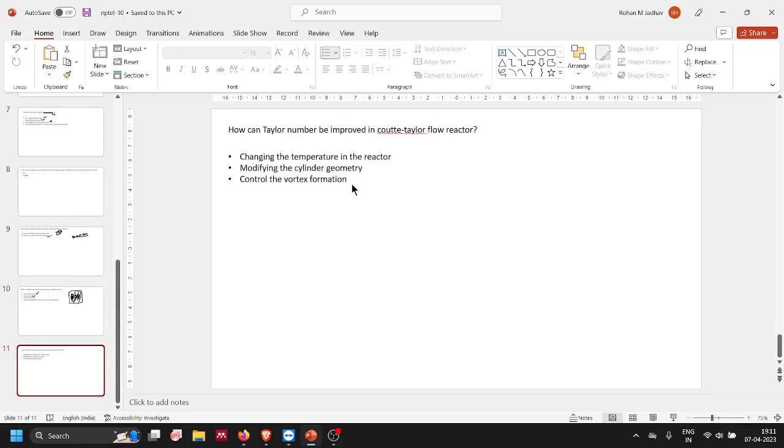Next one is the question for a Couette-Taylor reactor system. How can Taylor number be improved in Couette-Taylor flow reactor? Now, Couette-Taylor flow reactor is a concentric flow reactor. If you have seen the lecture notes, you know it's a concentric flow reactor where the flow is occurring between two concentric cylinders. So in that case, formation of vortexes might take place.